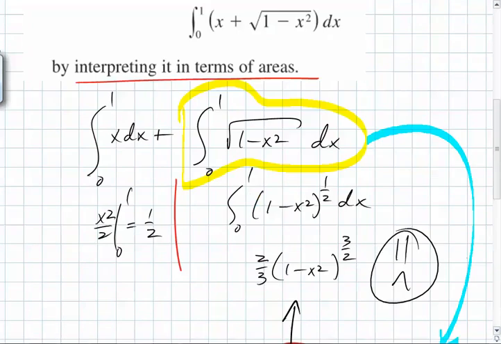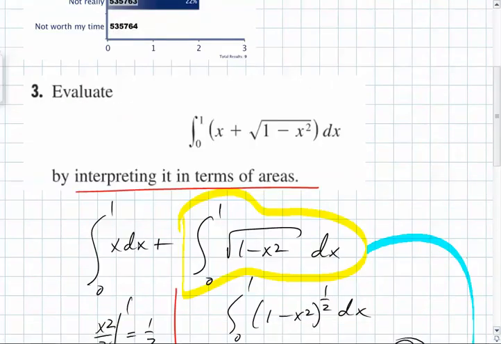Why do you have to have 2? Because a circle, is that a function? It doesn't pass the vertical line test. So how do you make it pass the vertical line test? Break it into 2 pieces.